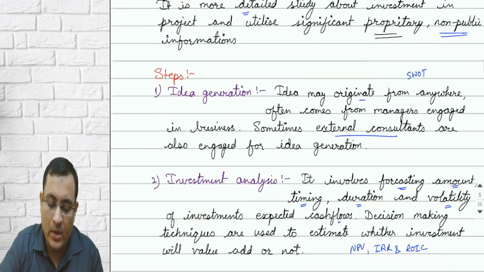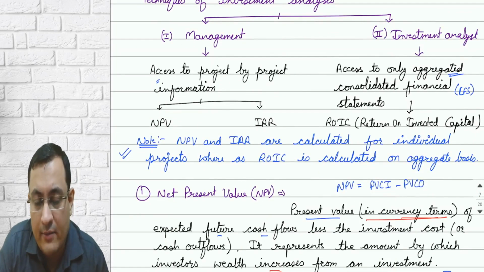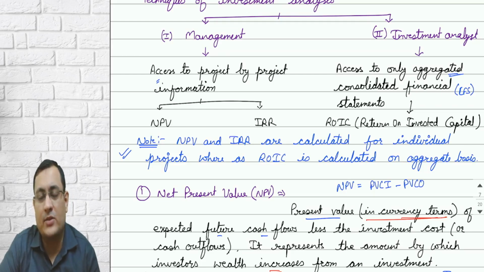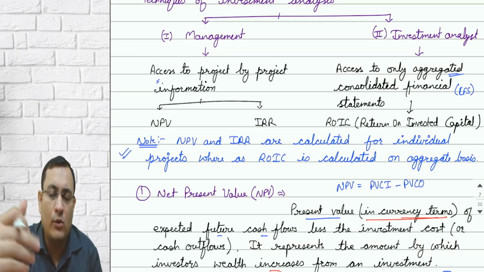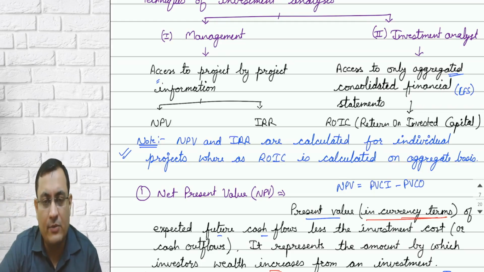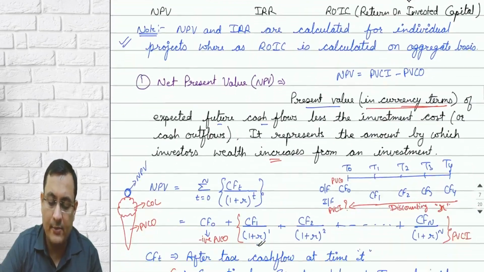So now what if you are working as an investment analyst who does not have access to the individual project specific data, and we only have access to aggregate CFS, consolidated financial statements, then how are we going to evaluate the performance of the company? In that case, we will be using the ROIC method, return on invested capital method, and this is a calculation which is done on an aggregate basis. So let's start with the ROIC method, the last method.